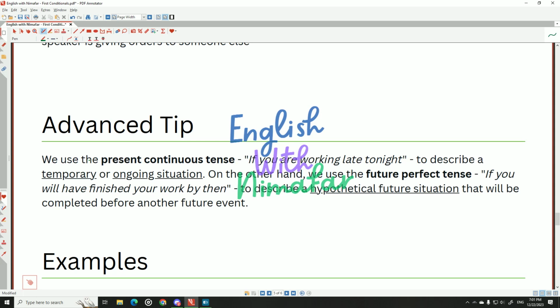Or if you're working late tonight, we can postpone or put off, we can say. The phrasal verb put off or postpone our meeting, for example, like this. If you will have finished your work by tomorrow, you can play video games. For example, you can play video games, something like this.